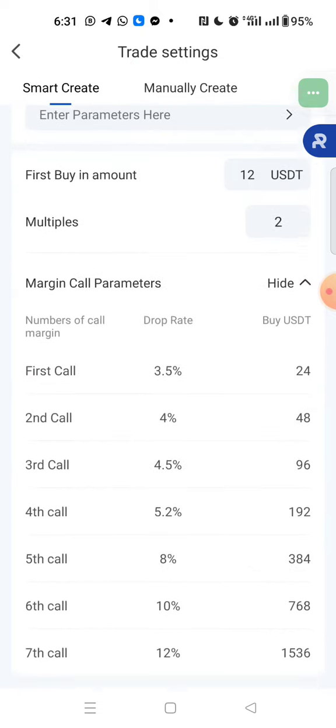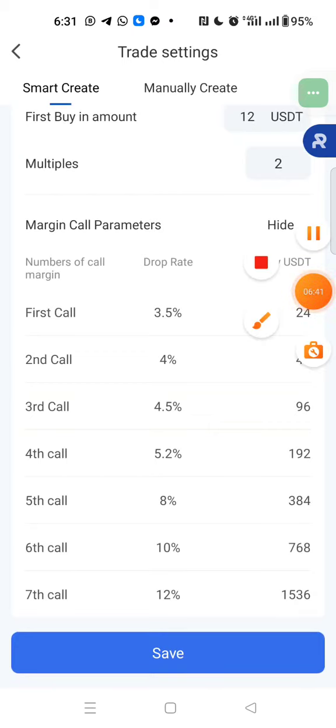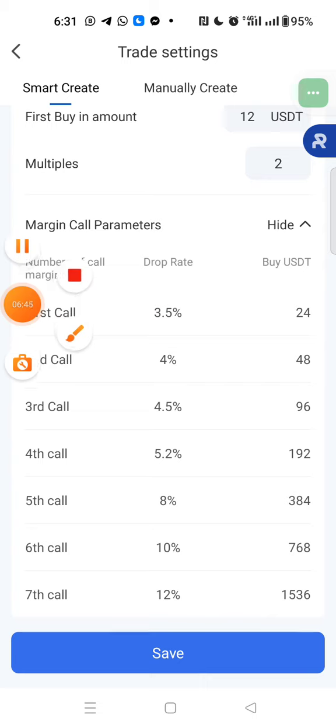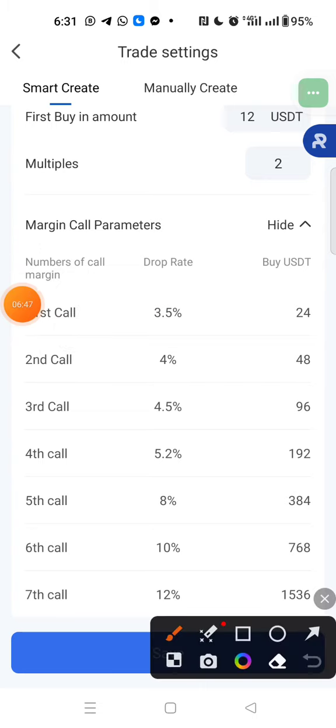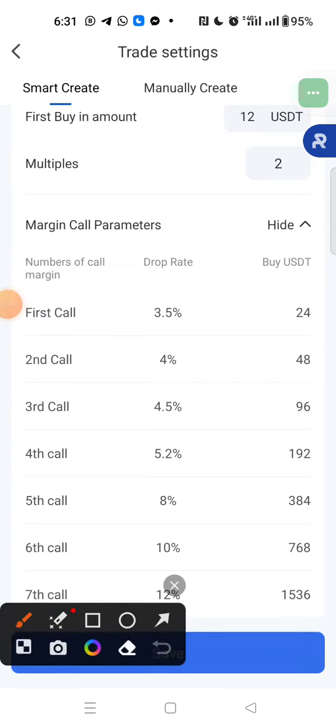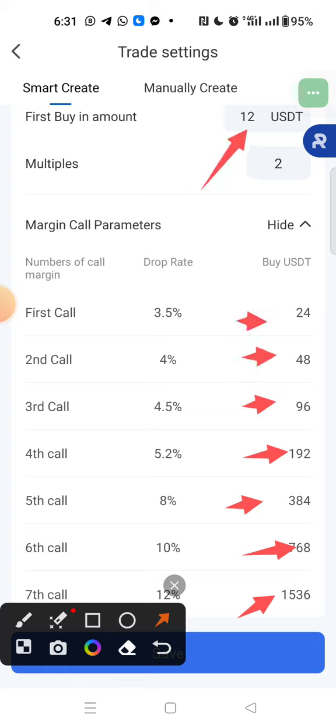But you could also see here how much you need, because this is the best strategy. It is default, it's already in the system. So here you can see how much you need. Okay, if we add up, you can see you need 1,537. You need this with a minimum first buying amount of only $12.